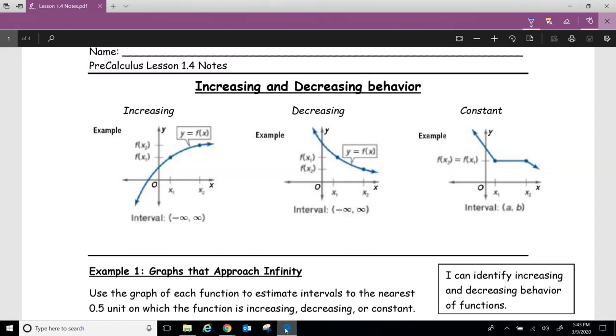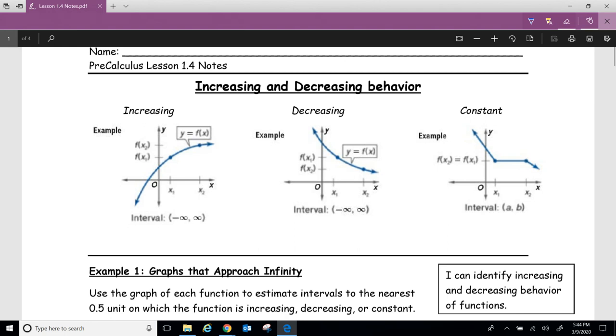We're going to start off with example 1, which is going to look at increasing and decreasing behavior as well as constant behavior. So notice for increasing behavior, we always read our graphs left to right. As I go left to right, my graph is getting larger. It's getting higher. My y values are increasing. So we say the graph overall is increasing.